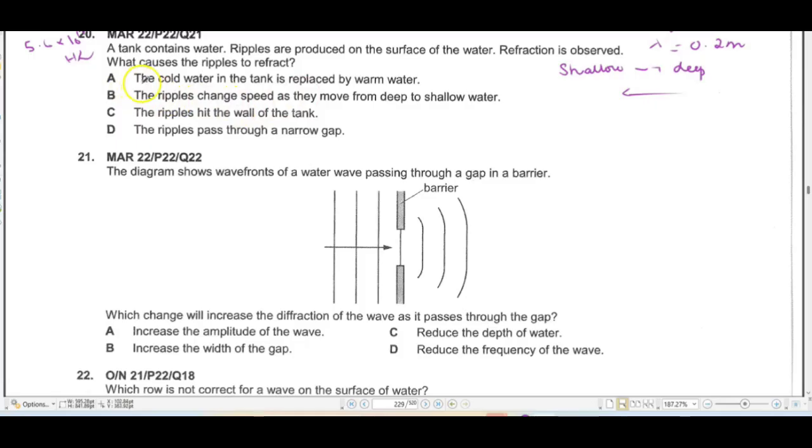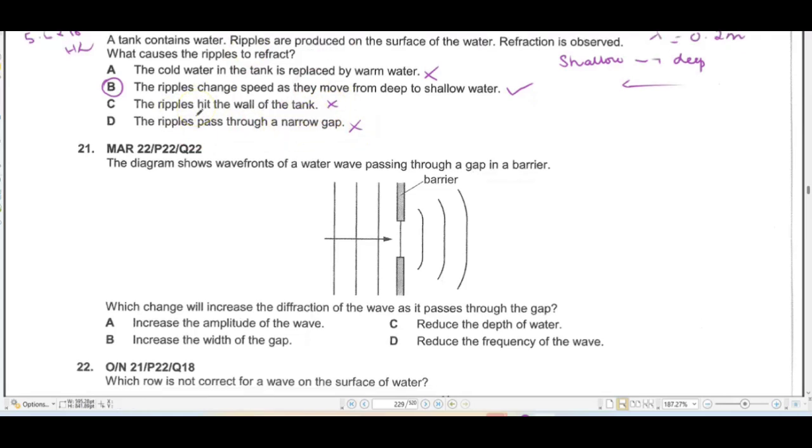So option A is the cold water in the tank is replaced by hot water. No, it's not related to the temperature. The ripples change speed as they move from deep to shallow water. Yes, this is what I just told you. So B is the correct option. The ripple hit the wall of the tank, then there will be reflection, not refraction. The ripples pass through a narrow gap. It's going to be diffraction and not refraction. So B is the only correct option over here.